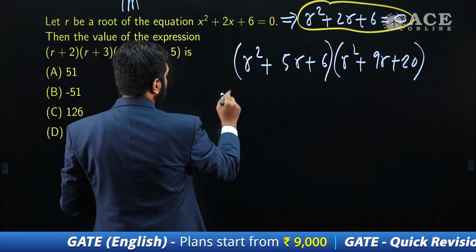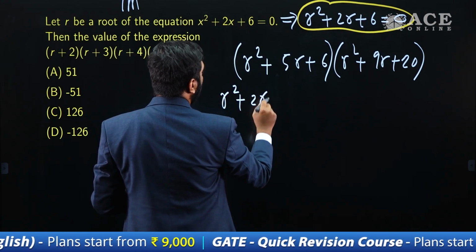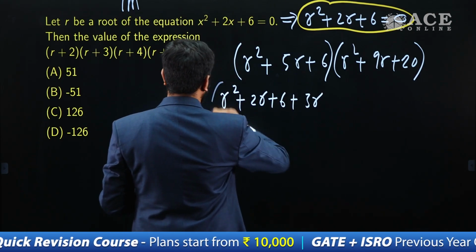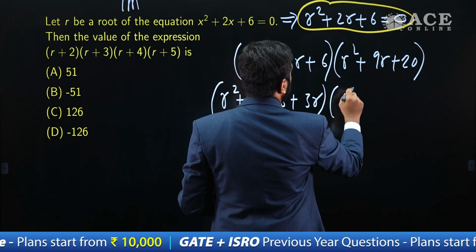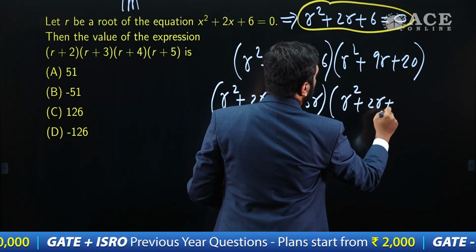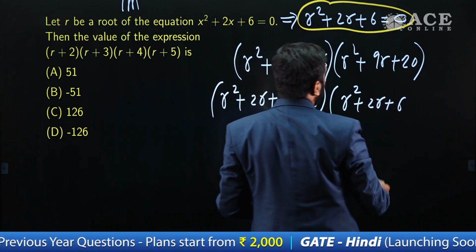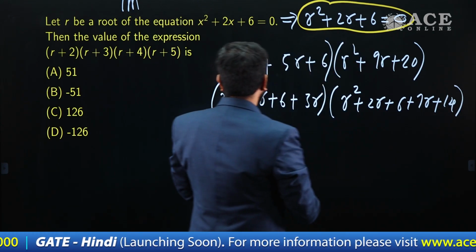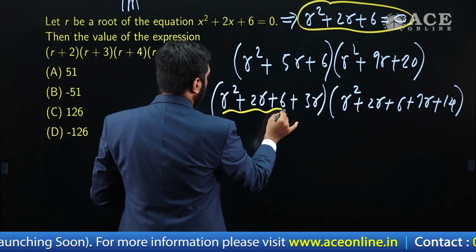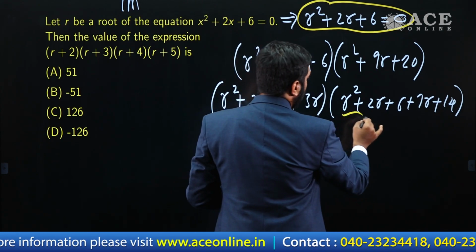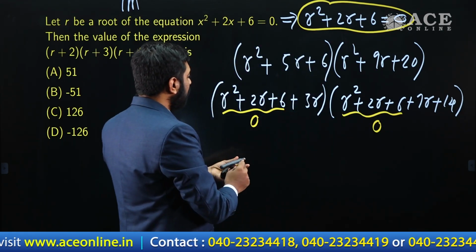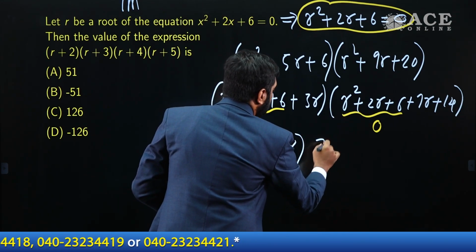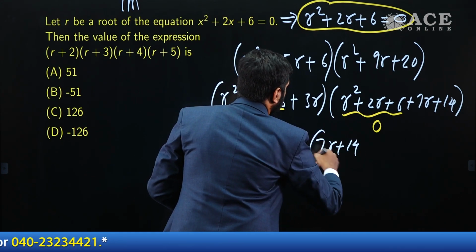So how do you do that? It's r square plus 2r plus 6, and then what is left here? 3r is left. Now in the same way I write this also, r square plus 2r plus 6. So what else I have to write here? I have to write 7r and also 14. Now I would like to highlight this part. Instead of this you can put 0, instead of this you can put 0. So what is left? 3r is left here, and 7r plus 14 is left here.